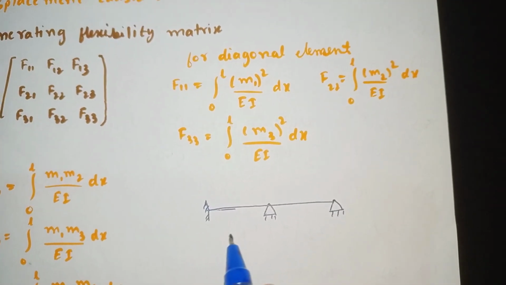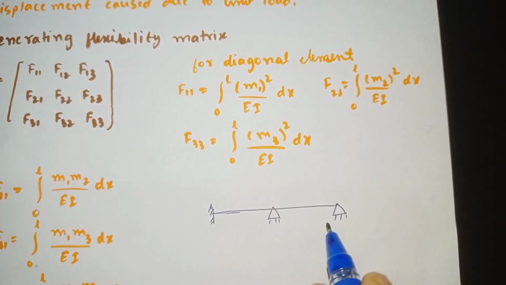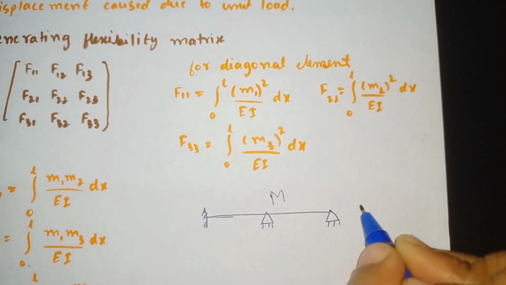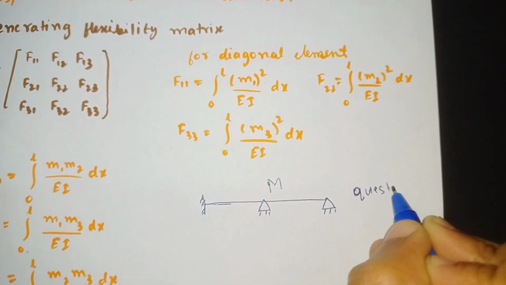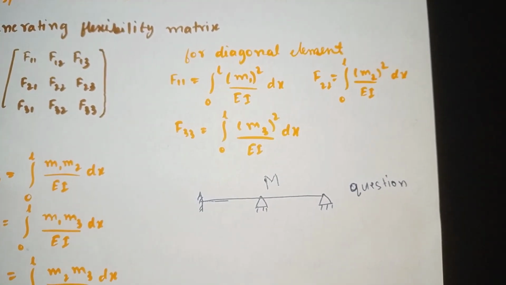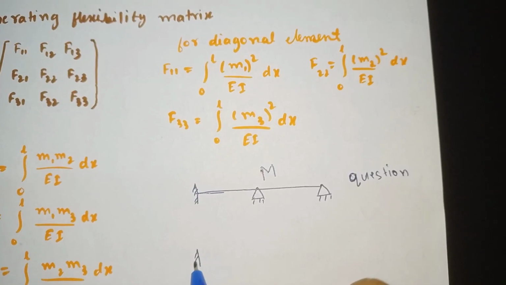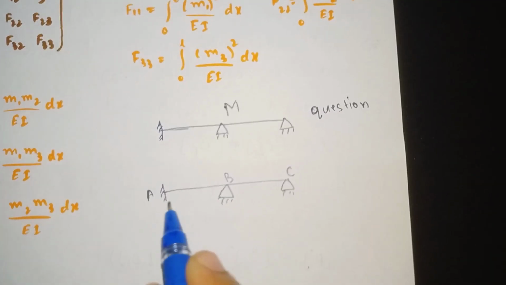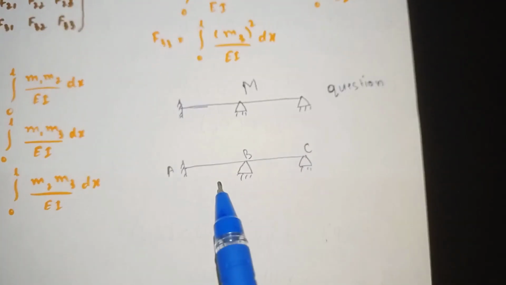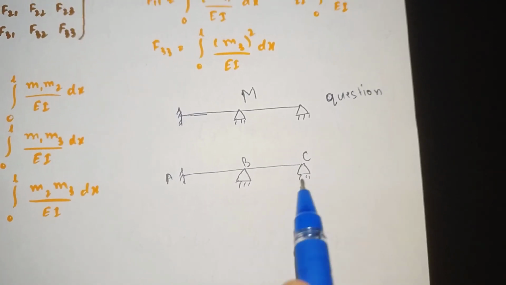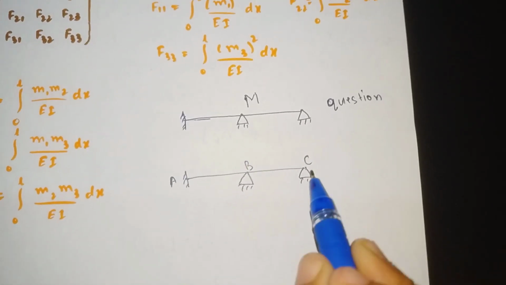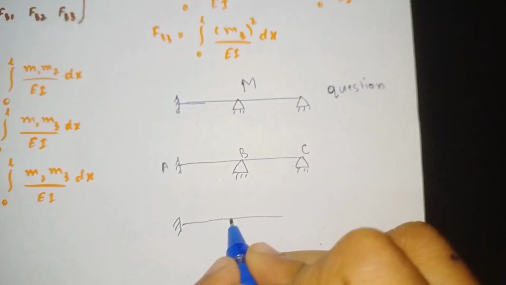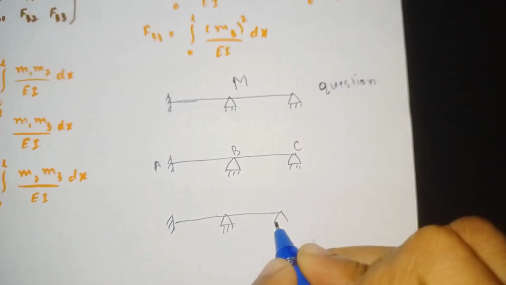So assume a structure. This is the main structure. The main structure, which is given in the question, is denoted as capital M. Now, if they ask to find the rotation at point C, then we need to apply a unit rotation at point C. I will show you here. So this is our given problem.